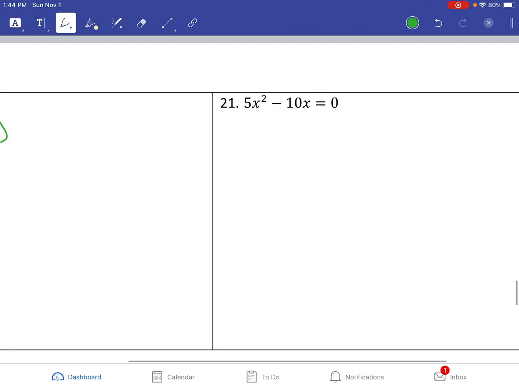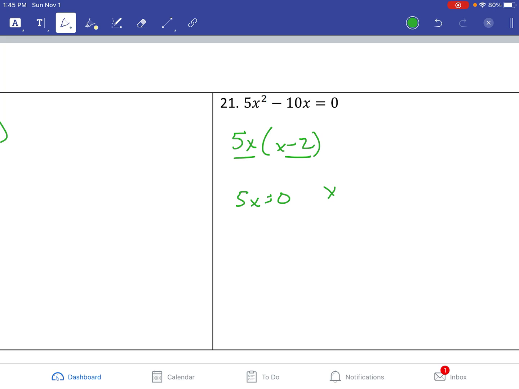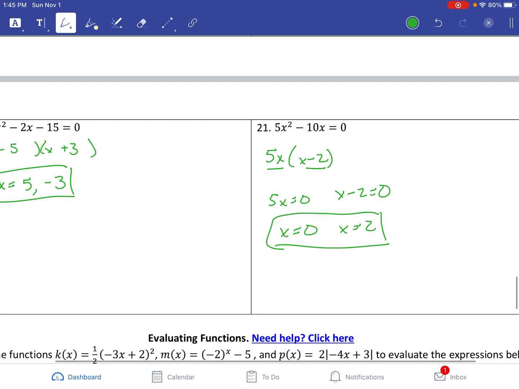Lastly, in 21, this looks like a regular quadratic, but there is no c term in this. And what you can see is there's common factors between 5x squared and 10x. I'm going to take out 5x, so I'll be left with x minus 2 after I've taken the greatest common factor out of both terms. Okay, so now what I can do is set these two terms both equal to 0. So x will equal 0, because 0 divided by 5 is 0, and x will equal positive 2. That's it.